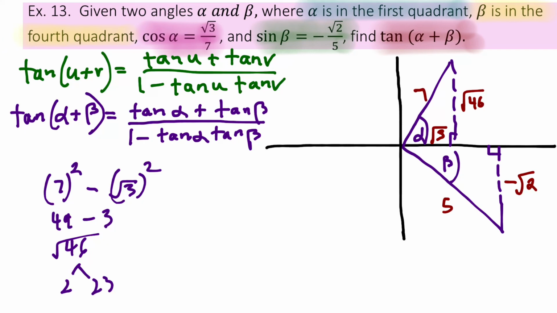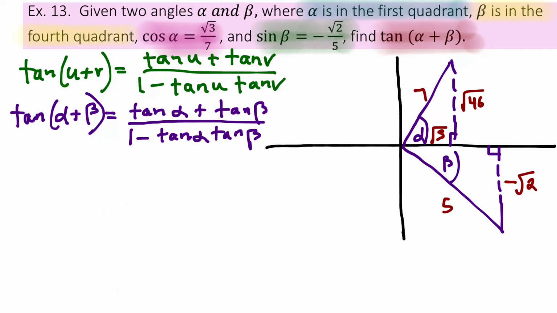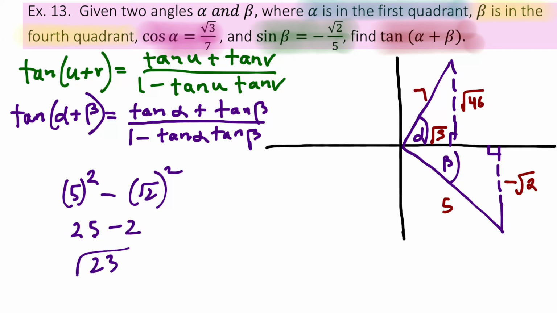All right, so let's figure out the x side for the beta triangle. That would be 5 squared minus square root of 2 squared. So that's 25 minus 2, which is 23. So square root of 23 is this x side here. All right, so we have everything we need now.